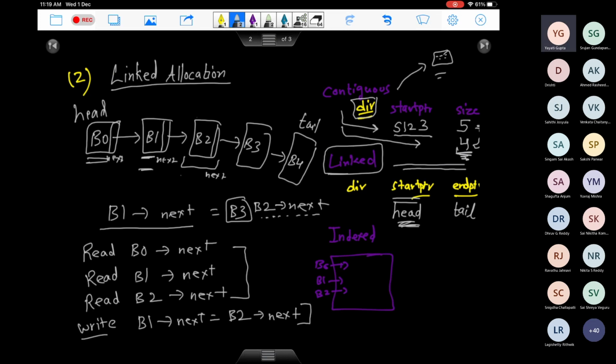So again, let's generalize this question. Let's say in this linked allocation, you had n blocks in a file, and let me say you wanted to remove the last block. Right? How many input output operations will it take? Say remove last block.